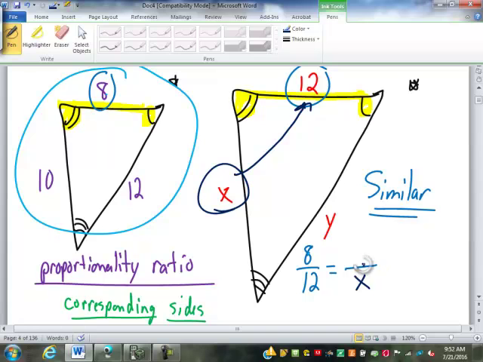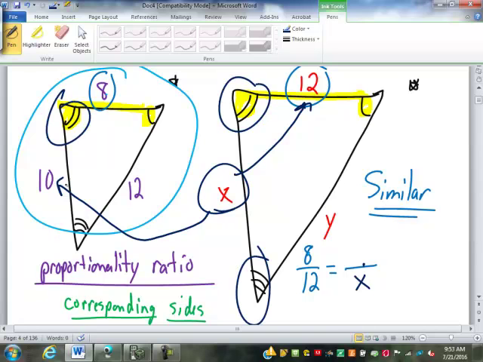Now on top, we have to figure out what side from the other triangle corresponds with the x, and that would be the 10. Goes between the same two angles. So that's a 10. And now we will cross multiply.